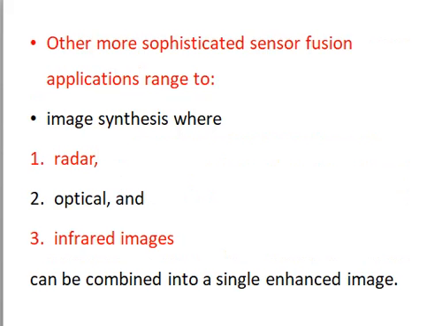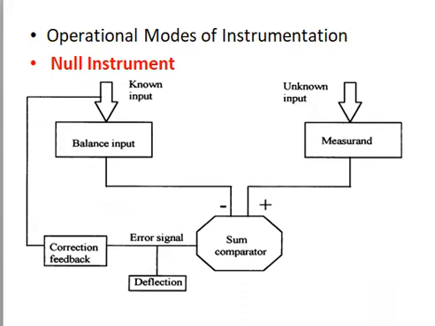And another, more sophisticated sensor fusion process is the one where we are taking an image. We want to take an image of anything, so we use different devices for taking the reading. You take a reading using your radar, you take one using an optical instrument, and also you take a reading using an infrared image capturing system. So if you combine the three and pass them through a sensor fusion device, it will average them and give you a better image, which is better than that of the radar alone, or the optical alone, or the infrared.